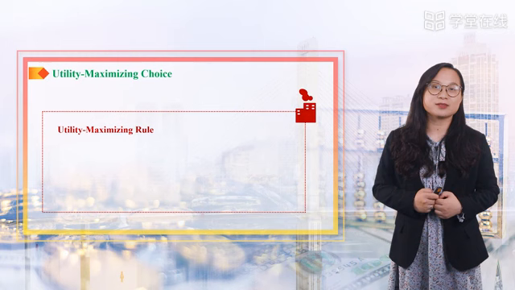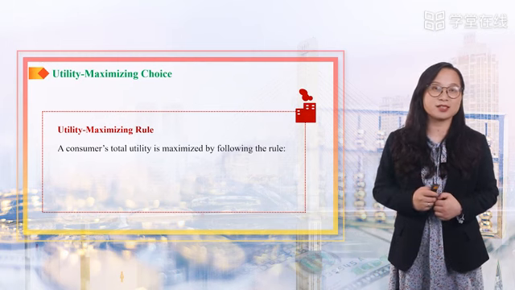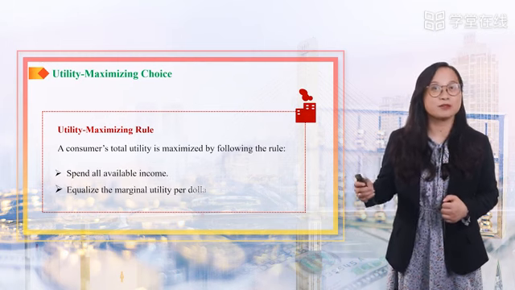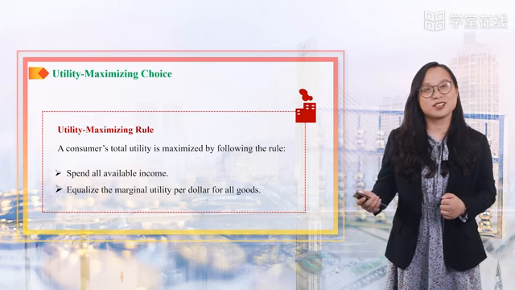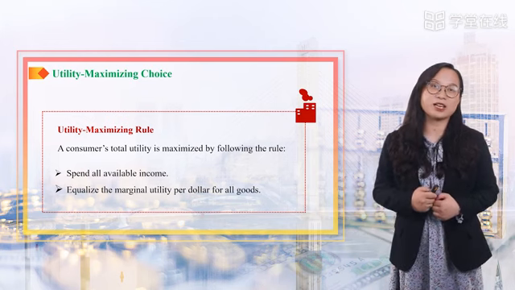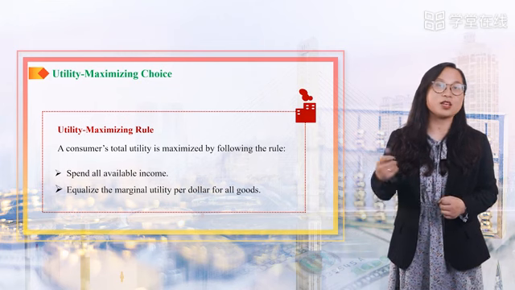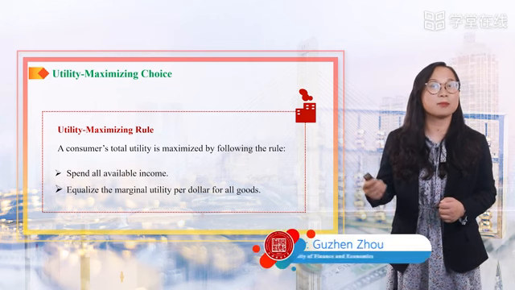Okay, to summarize, a consumer's total utility is maximized by the following rule. First is to spend all available income. Second is to equalize the marginal utility per dollar.